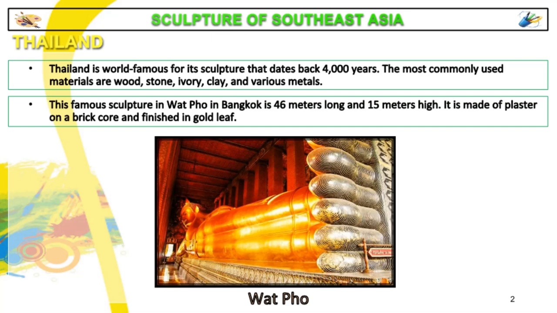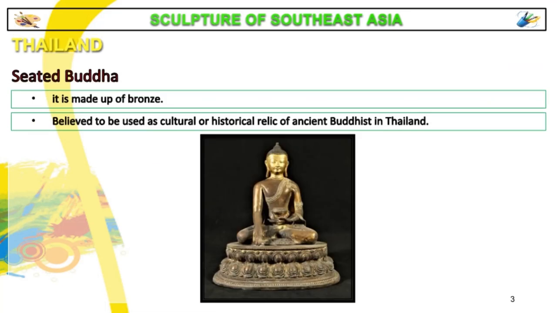This famous sculpture in Wat Pho in Bangkok is 46 meters long and 15 meters high. It is made of plaster on a brick core and finished in gold leaf. Seated Buddha, it is made up of bronze, believed to be used as cultural or historical relic of ancient Buddhists in Thailand.